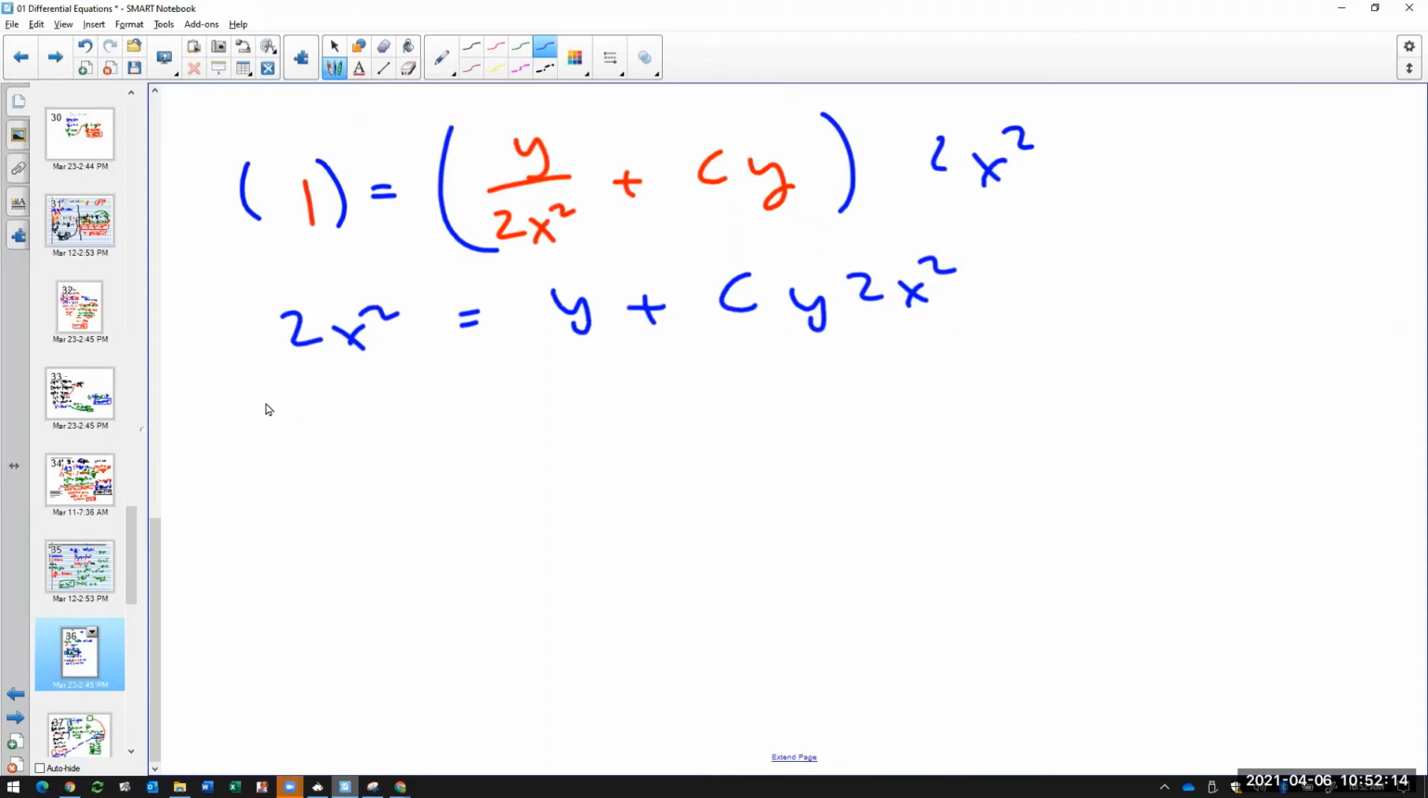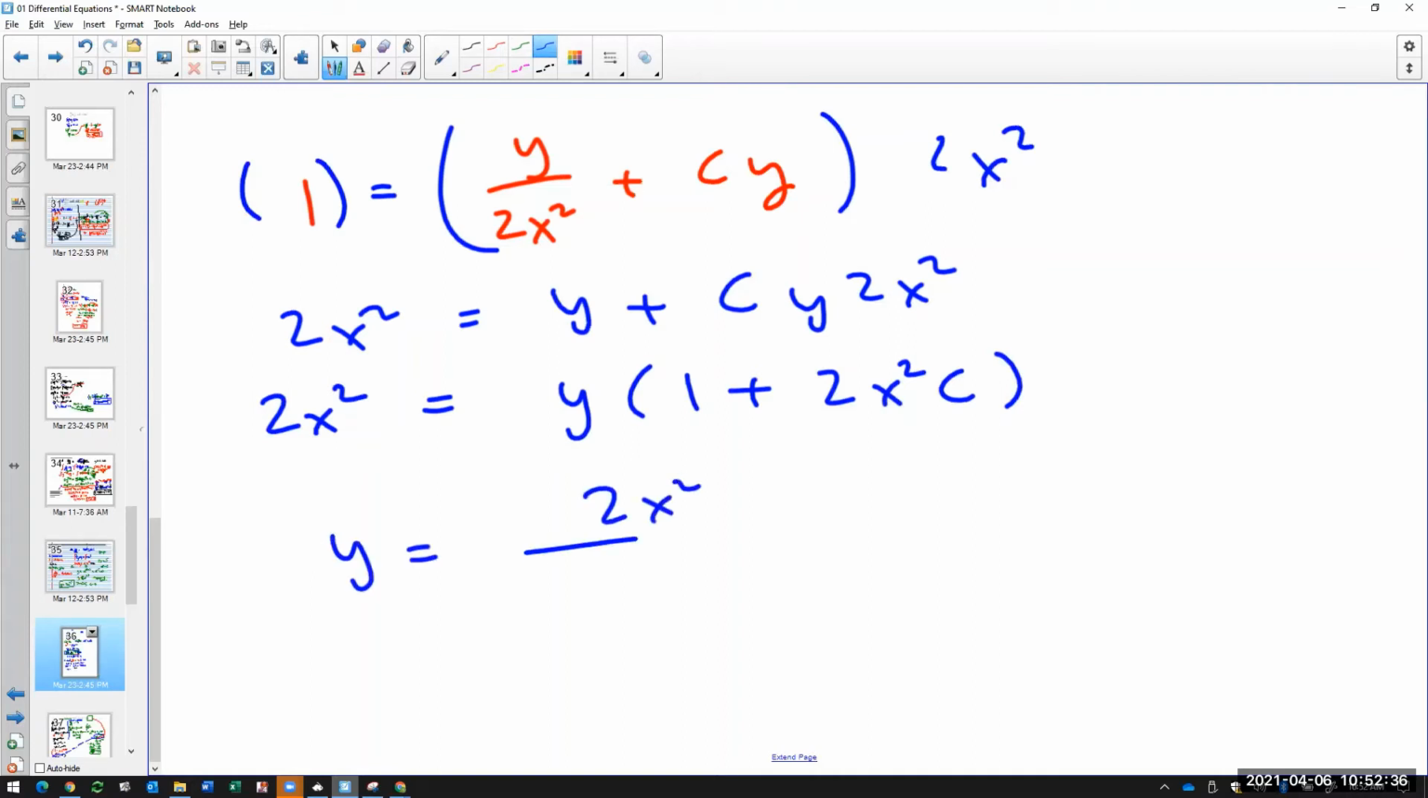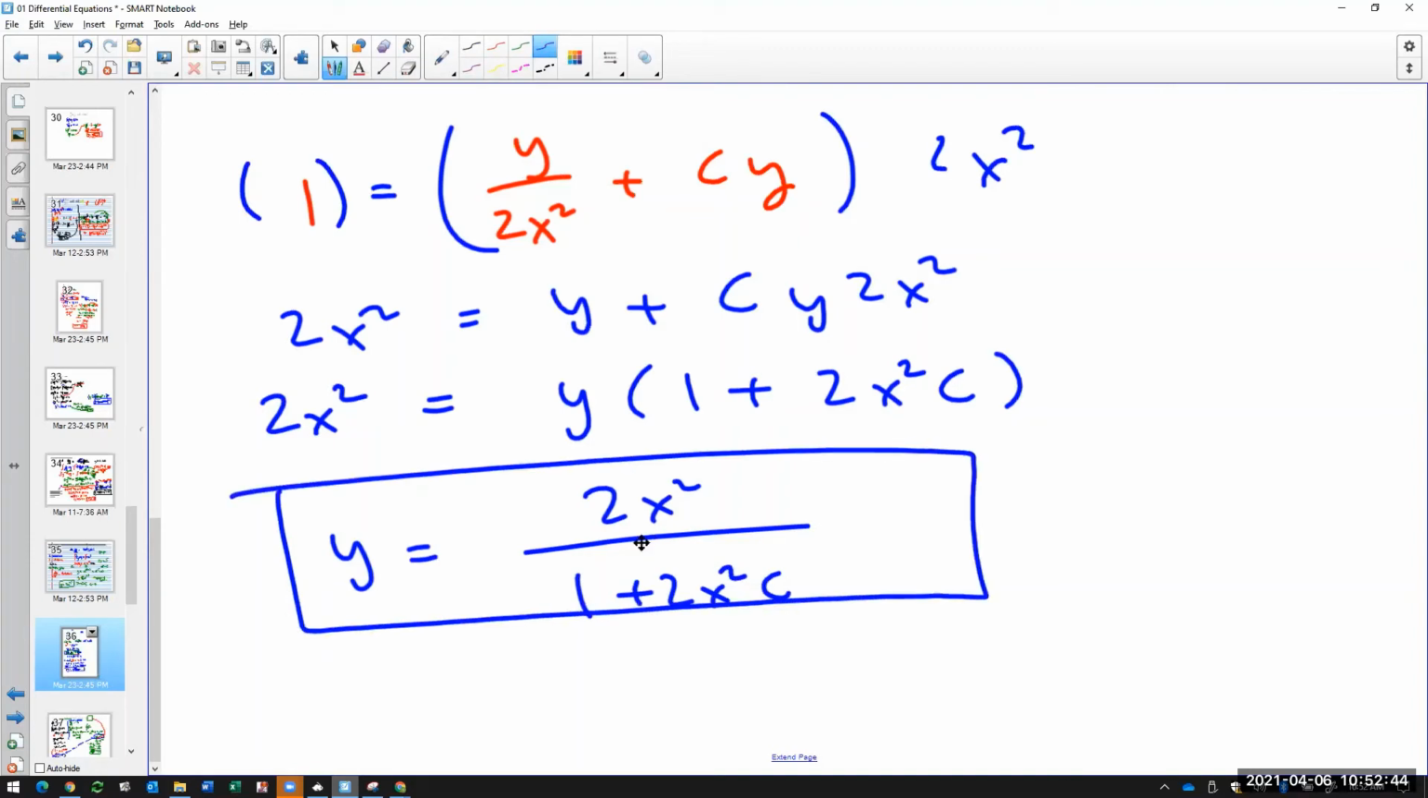And now I can solve for y. Do you guys see how I can solve for y here? How do you get a y by itself here? Factor it out. So this becomes y times 1 plus 2x squared c. Okay, so this whole thing becomes y is equal to 2x squared over 1 plus 2x squared c, which is a little bit awkward. I would take that as an answer.